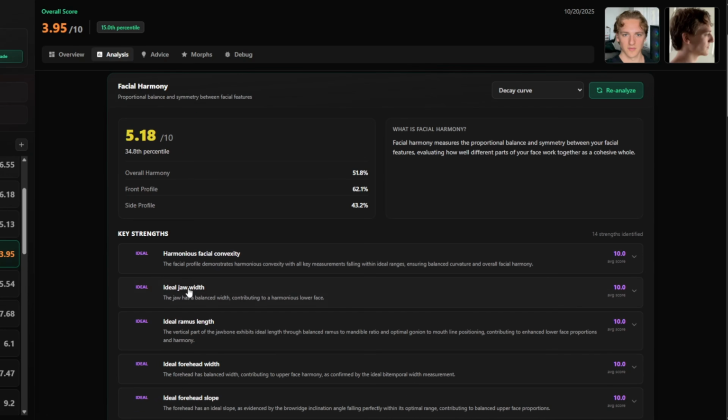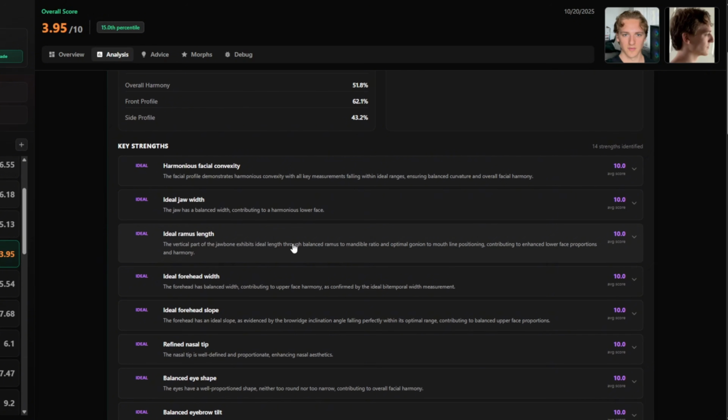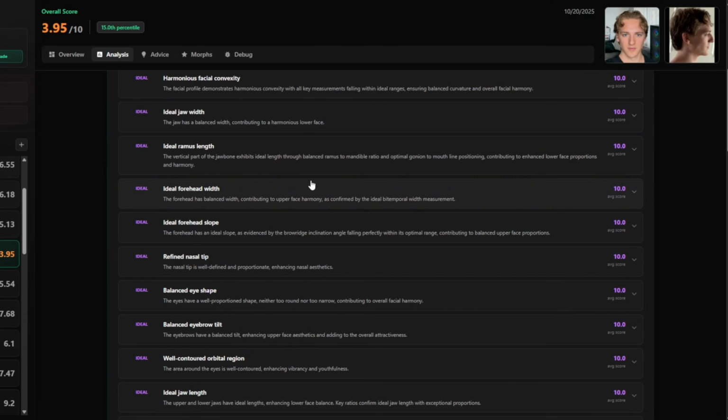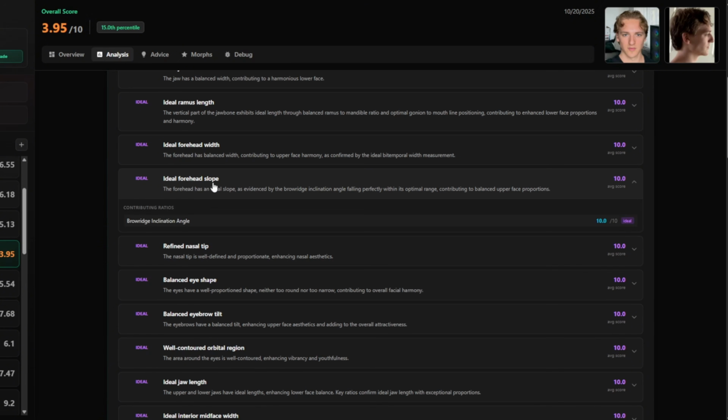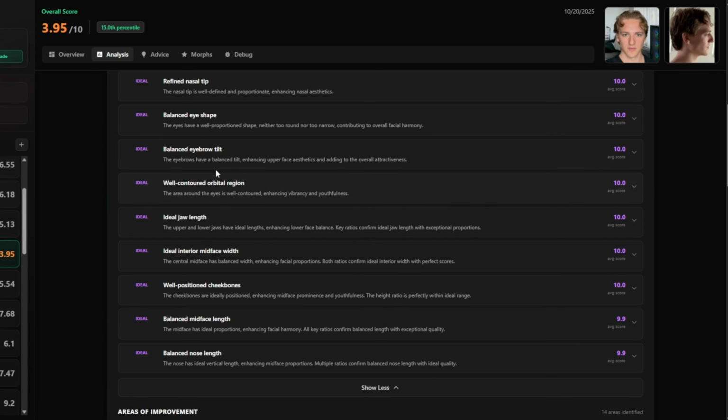So here you can see that he has good facial convexity. His face doesn't look overly rounded or flat. Good jaw width. Ideal ramus length. He has a pretty long ramus, actually. Ideal forehead width. I mean, I can't really see his forehead, so I just kind of mapped it how I subjectively thought I should, but I don't know. Maybe his forehead ends over here or maybe over here, but we'll kind of ignore that. Ideal forehead slope. Doesn't have an overly drawn back or flat forehead.